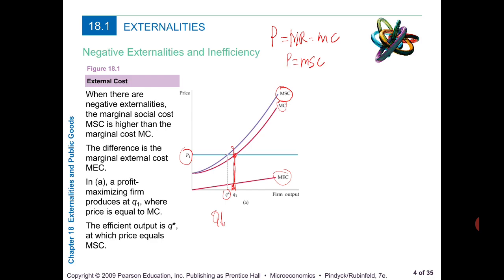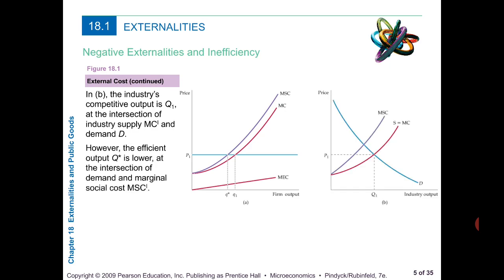Now in the next graph, we look at the industry. This was the firm; now this is the industry. As an industry, they have monopolistic or market power, so you see that the price is greater than MR, which means you have a downward sloping demand curve. But the rule is still the same. If you follow MC, that means you disregard the externality, and you will produce at Q1. But if you take MSC, then you will produce at Q star.